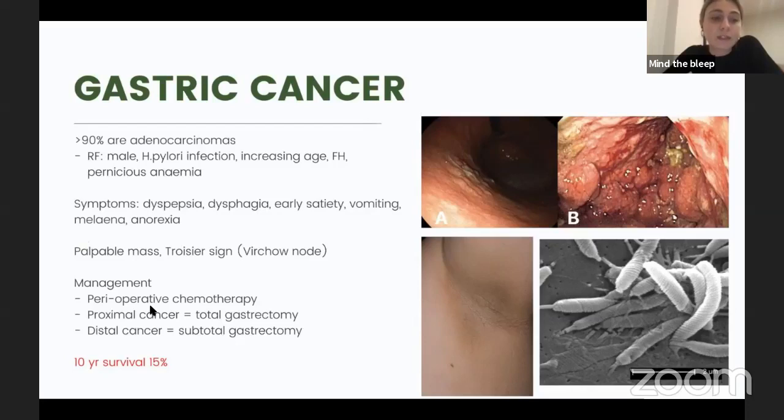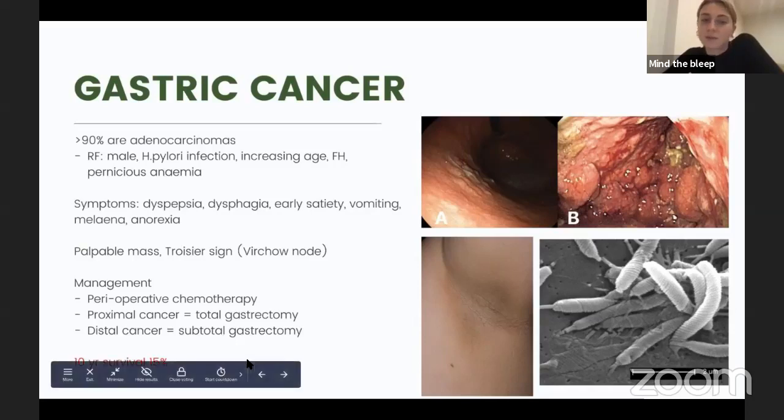But the options available are perioperative chemo. So patients usually get 3 rounds of chemo before, 3 rounds of chemo after. If it's a proximal cancer, we do a total gastrectomy. And if it's a distal cancer, we do a subtotal gastrectomy.